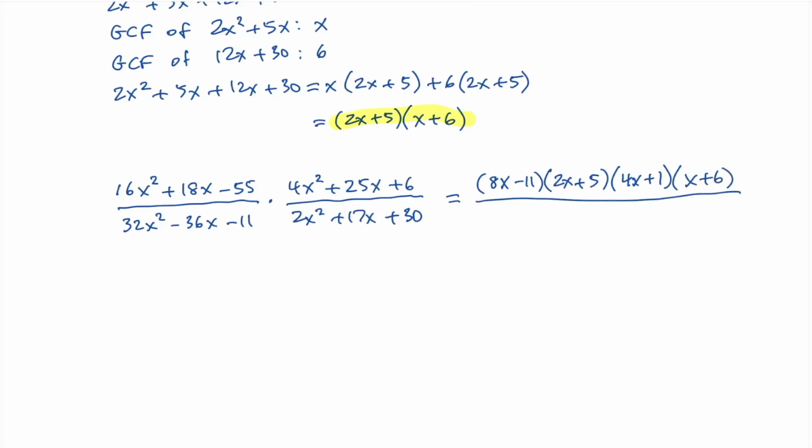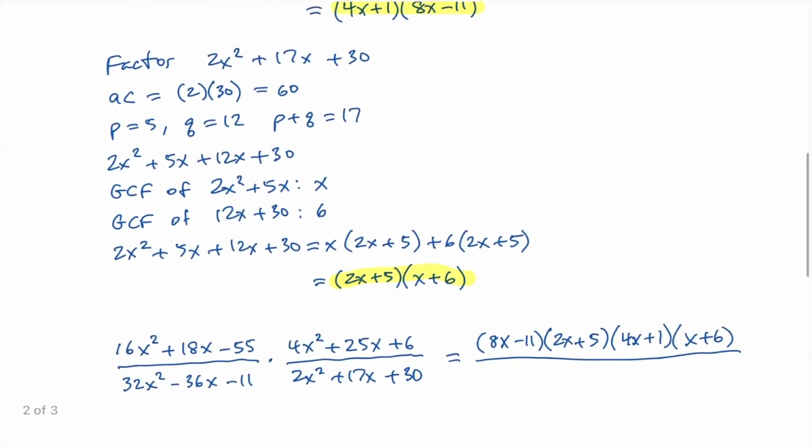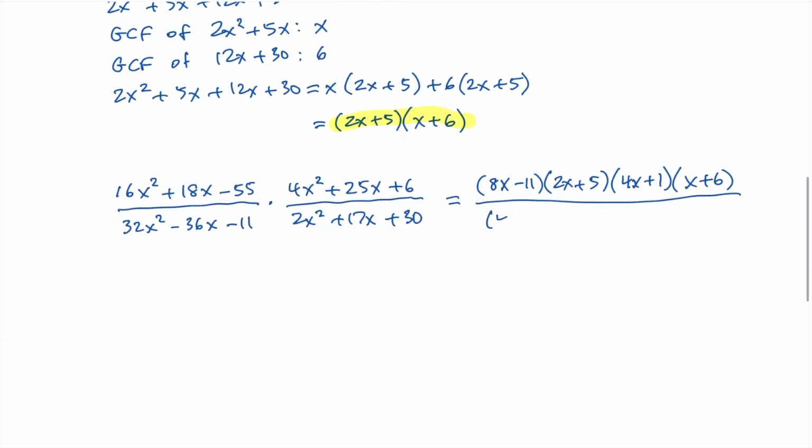Okay, we're going to divide that by. All right, and so we're going to use 4x plus 1, 8x minus 11. And our last one is 2x plus 5 times x plus 6.